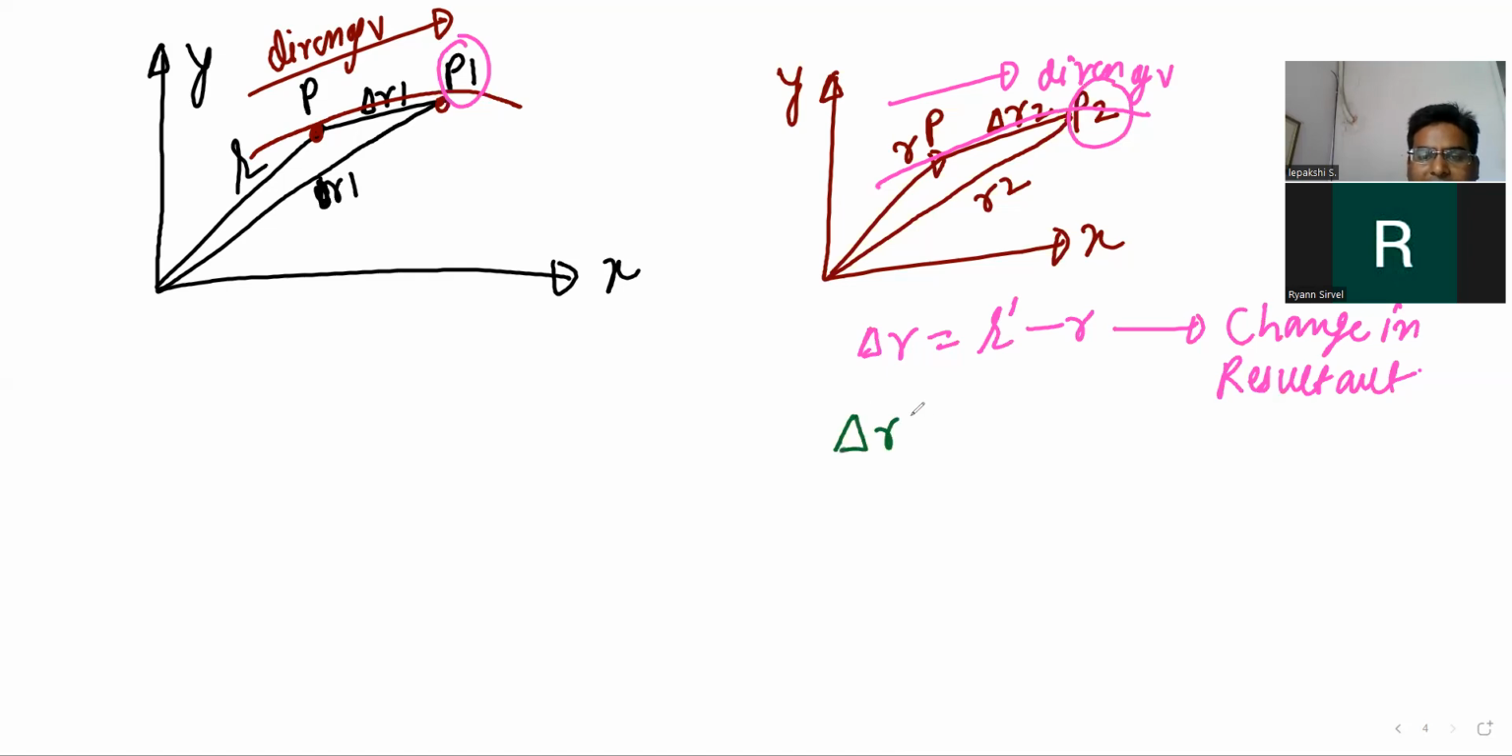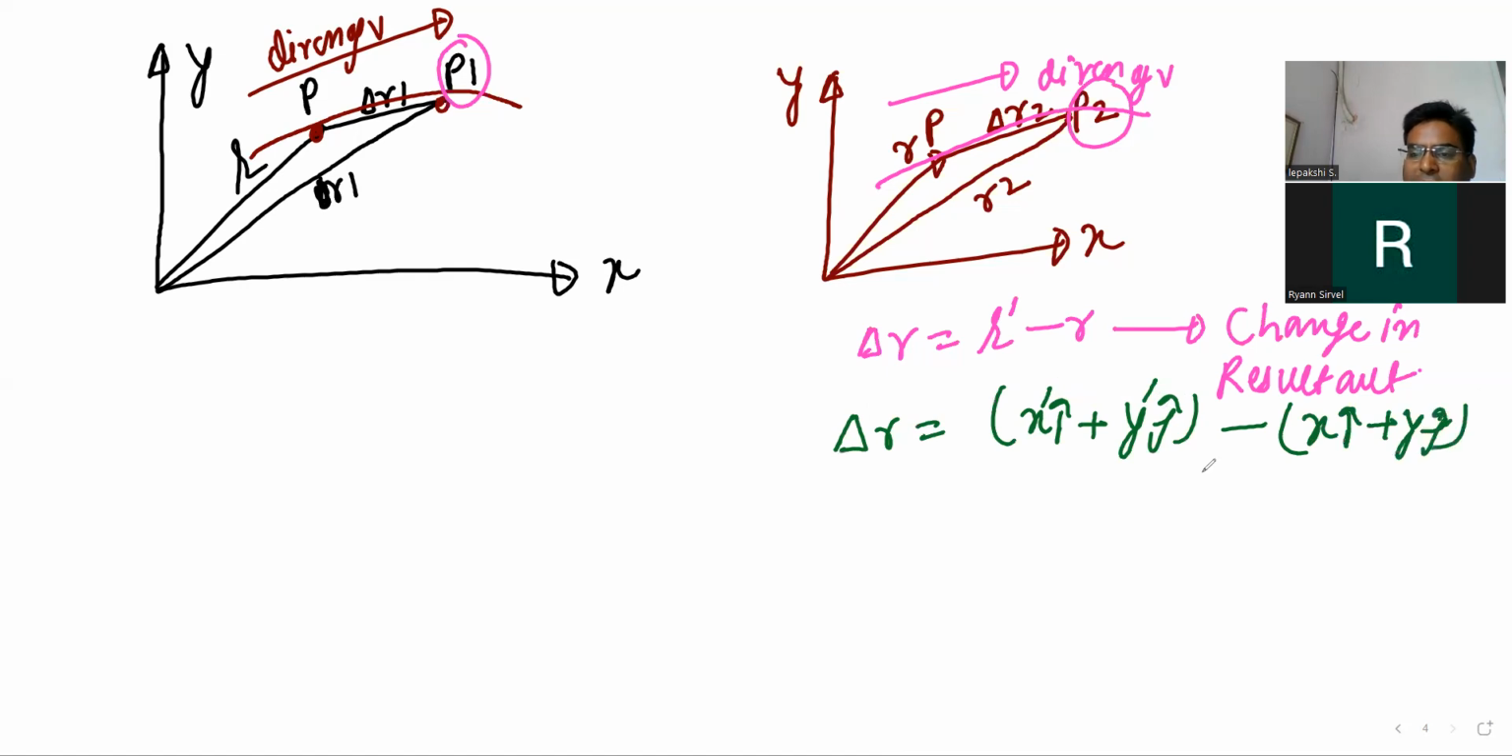Now we can express that in the xy coordinate also. So delta R will be given as x i plus y j minus the initial. Suppose this is the final point, so it is written by delta x, this is delta y. And the initial will be given by x of i plus y of j.